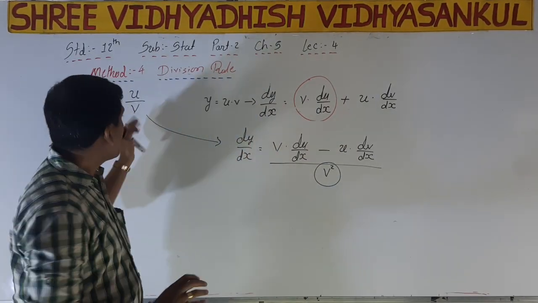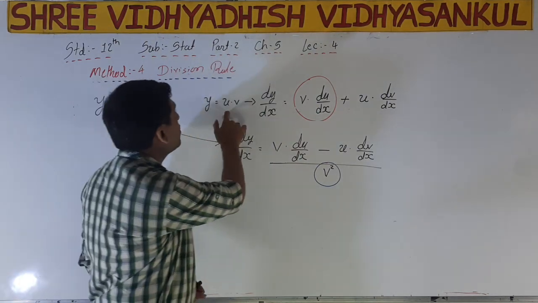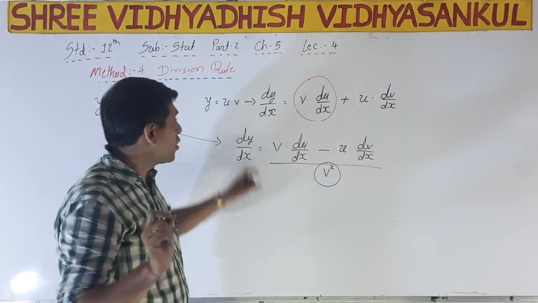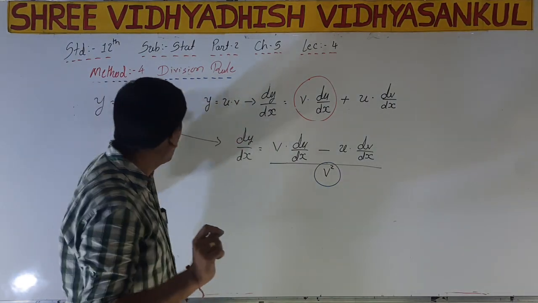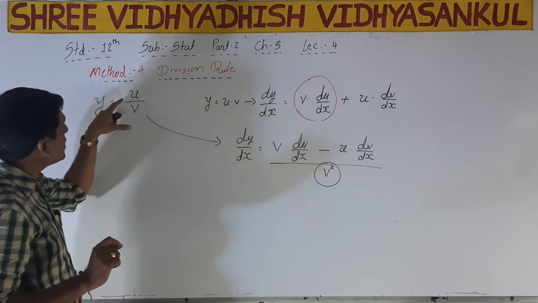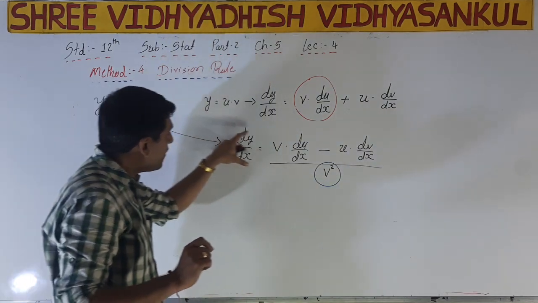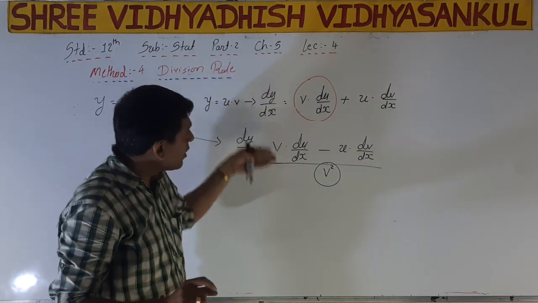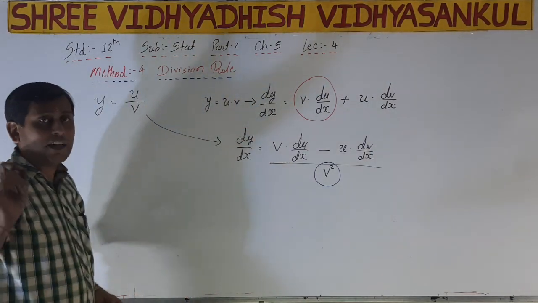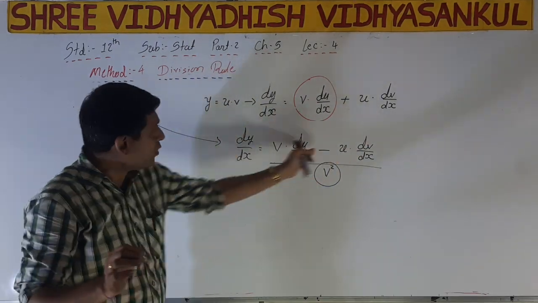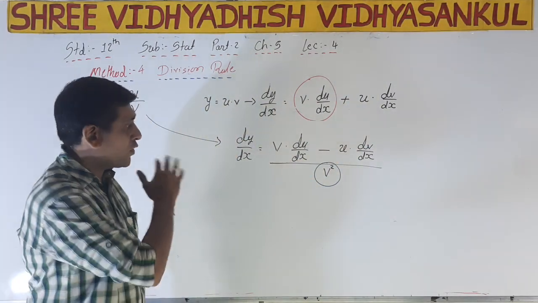Now write down. You have already written the method number 3, multiplication rule, so please don't write this again. Only in method number 4, division rule, you have to write: if y is equal to u upon v, then dy by dx is equal to this. I am just comparing these two to explain to you. So please don't write this, only write down this formula. First of all, write down this.